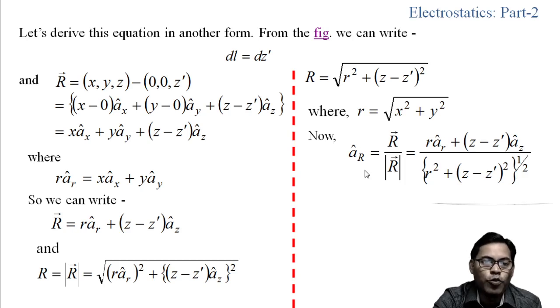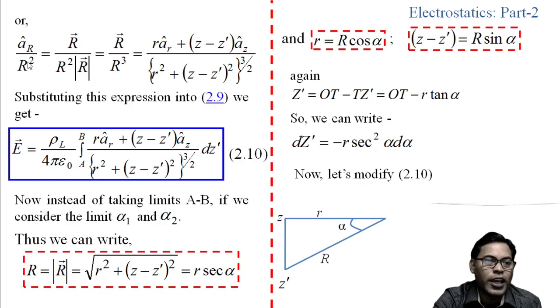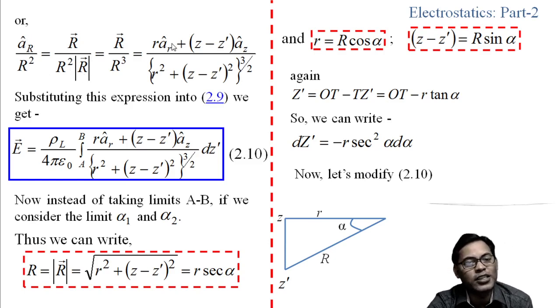So now we can find out aR by R square. Here aR by R square means vector R divided by R square into mod of R, so R by R cube. So here the calculation is simple. R will be the same, r ar plus z minus z prime az, divided by this R we know, root over of r square plus z minus z prime square. So from that we are getting R cube means r square plus z minus z prime square whole to the power 3 by 2.